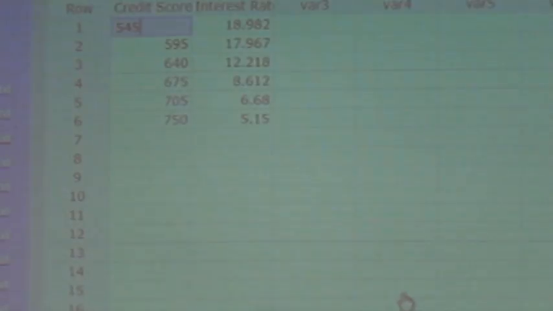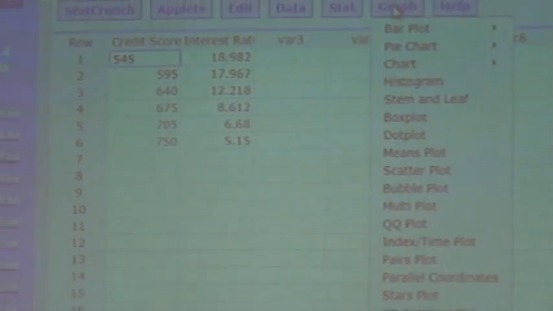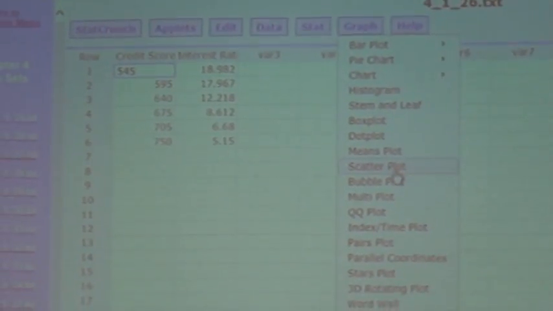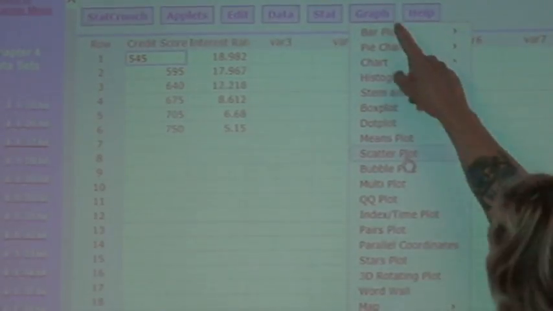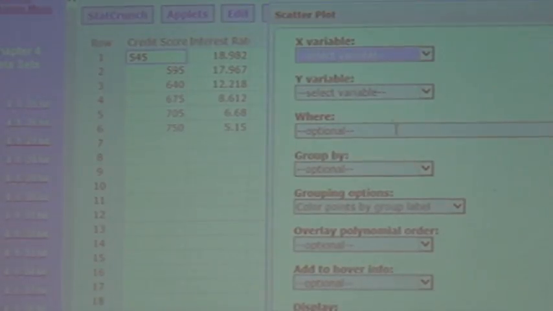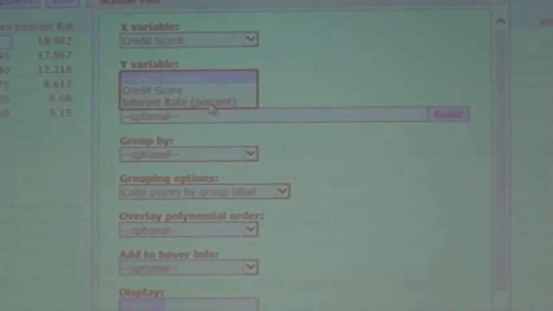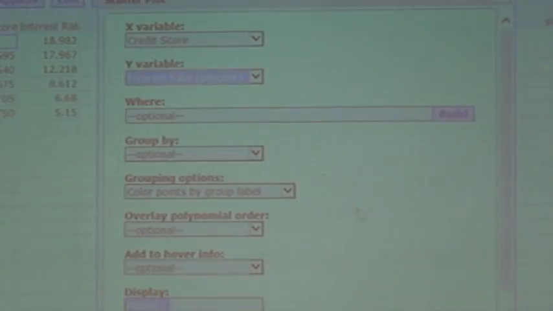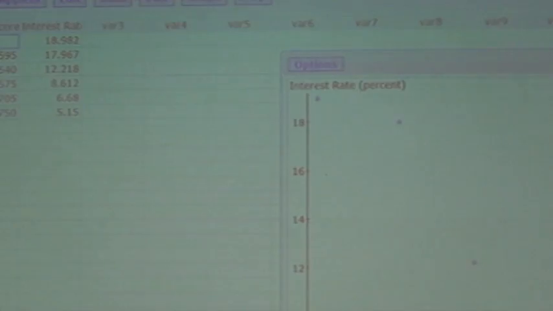Let's take a look. Our first step would be to graph this data and see if we can get a nice linear pattern out of it. So we go to Graph and down to Scatter Plot. The X variable is the credit score. Based on your credit score, what kind of interest rate should you be able to get? So X is credit score, Y is interest rate, and let's go compute.